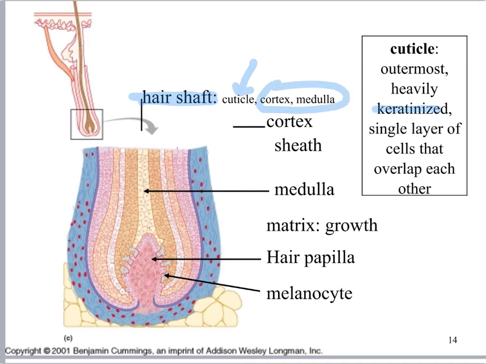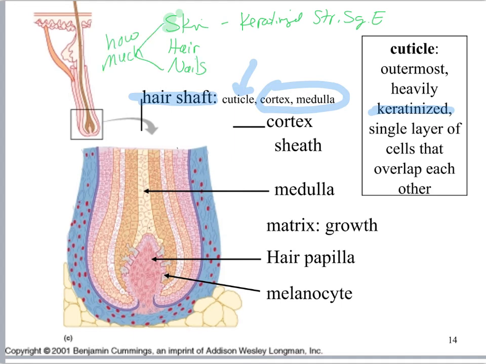One of the things that's really cool is to think about how keratinized the hair is. So remember, skin is keratinized stratified squamous epithelium. Hair is keratinized stratified squamous epithelium. Nails are keratinized stratified squamous epithelium. So what's the difference? Well, it's the quantity of keratin. What is the difference essentially between skin, hair, and nails? How much keratin is present? So basically less, most, okay?